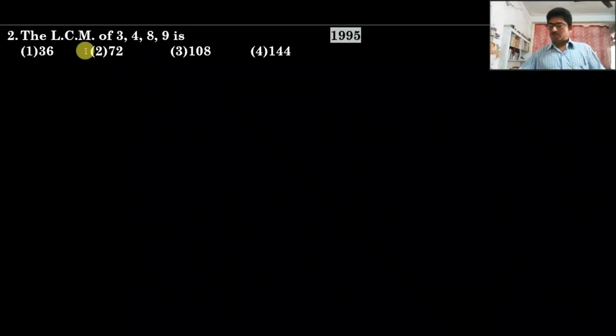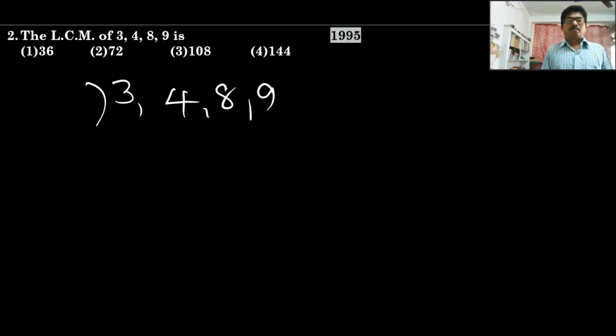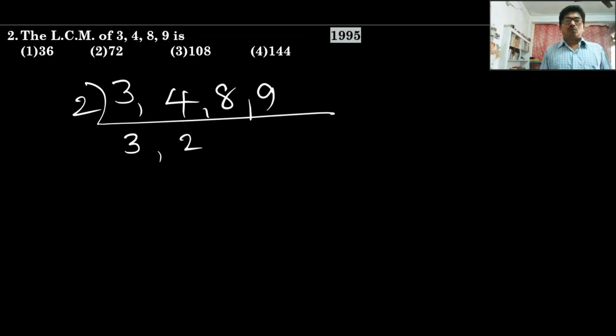Second one: the LCM of 3, 4, 8, 9 is... We know how to find LCM. So 3, 4, 8, 9. 4 and 8 are exactly divisible by 2. That's why taking 2 as the divisor, we can divide. Bring down 3, 2 2s are 4, 2 4s are 8, bring down 9.